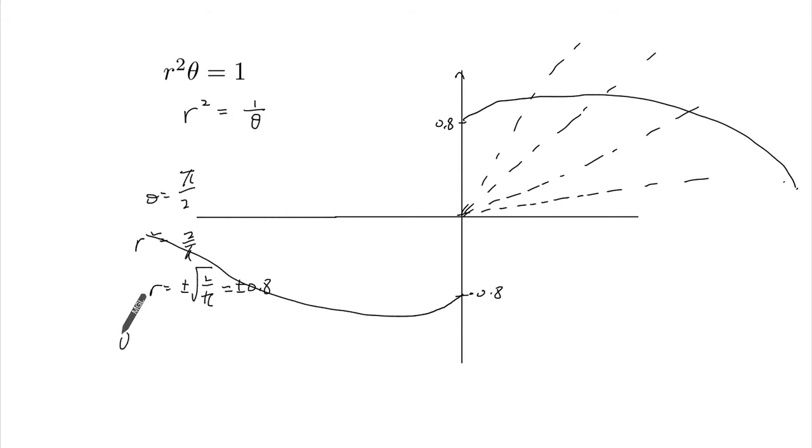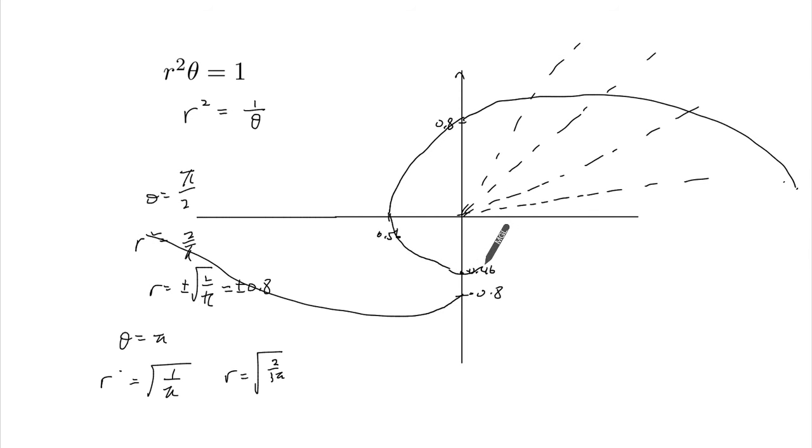Let's now put in theta is equal to pi. So r is equal to the square root of 1 over pi, so we get roughly 0.56 here. And here you're going to do the square root of 2 over 3 pi, since this is 3 pi over 2. That gives 0.46 for the radius. Okay, so you can see what's happening is something like this.